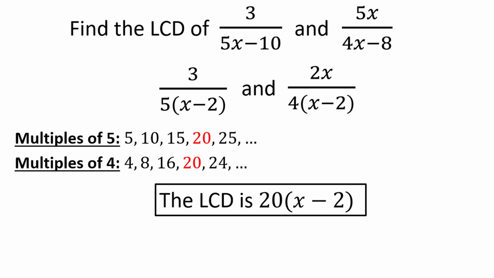If we wanted to add or subtract these two expressions, we would need to get a denominator of 20 times x minus 2 on both of the terms. The actual adding or subtracting of rational expressions will be covered in a later video. In this video, we're just going to focus on finding the LCDs.